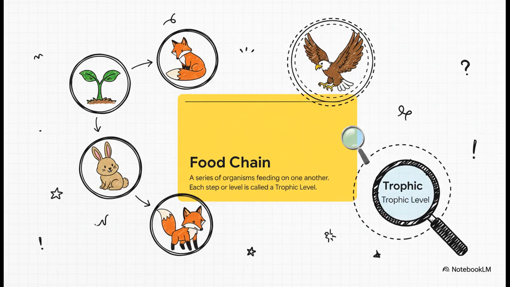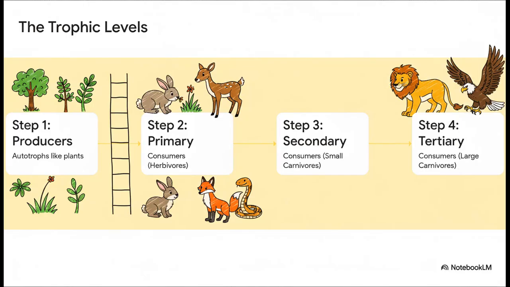Now, each step in this chain has a very important name, and you must remember this for your exam. It's called a trophic level. Say it with me, trophic level. Star this, highlight it in your book, bacho. This is a hot favorite exam question. Let's look at this ladder.